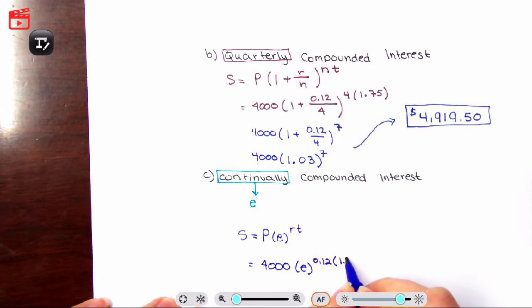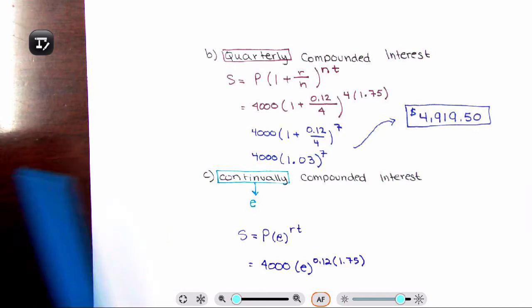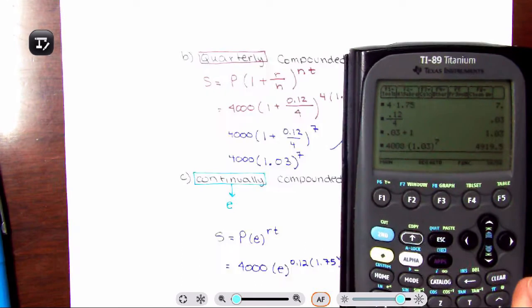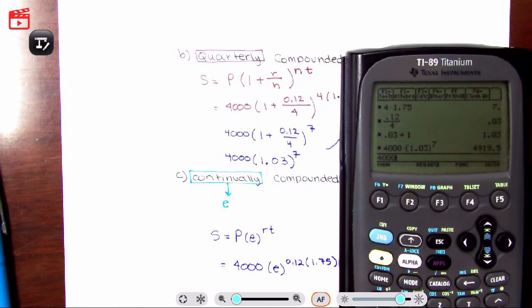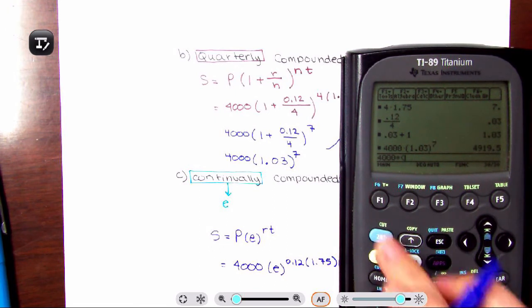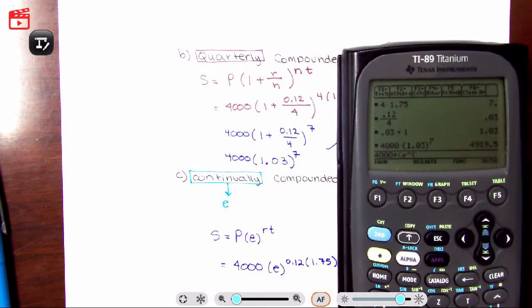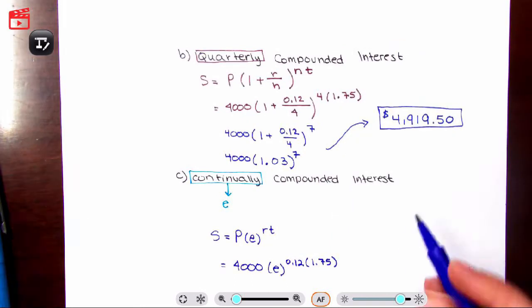Our rate is 0.12. Our time is 1.75. We're going to use our calculator. You can just type all of this in if you want. I'm going to choose not to. Actually, why not? I'll choose to do so. I'm going to type in 4,000 times E, so I'm going to find my E. There it is. Oh, that's not right. Let's go back. E. So hopefully you guys can see that. My exponent is 0.12 times 1.75. Put all of that in a bubble and press enter, and here we have it.